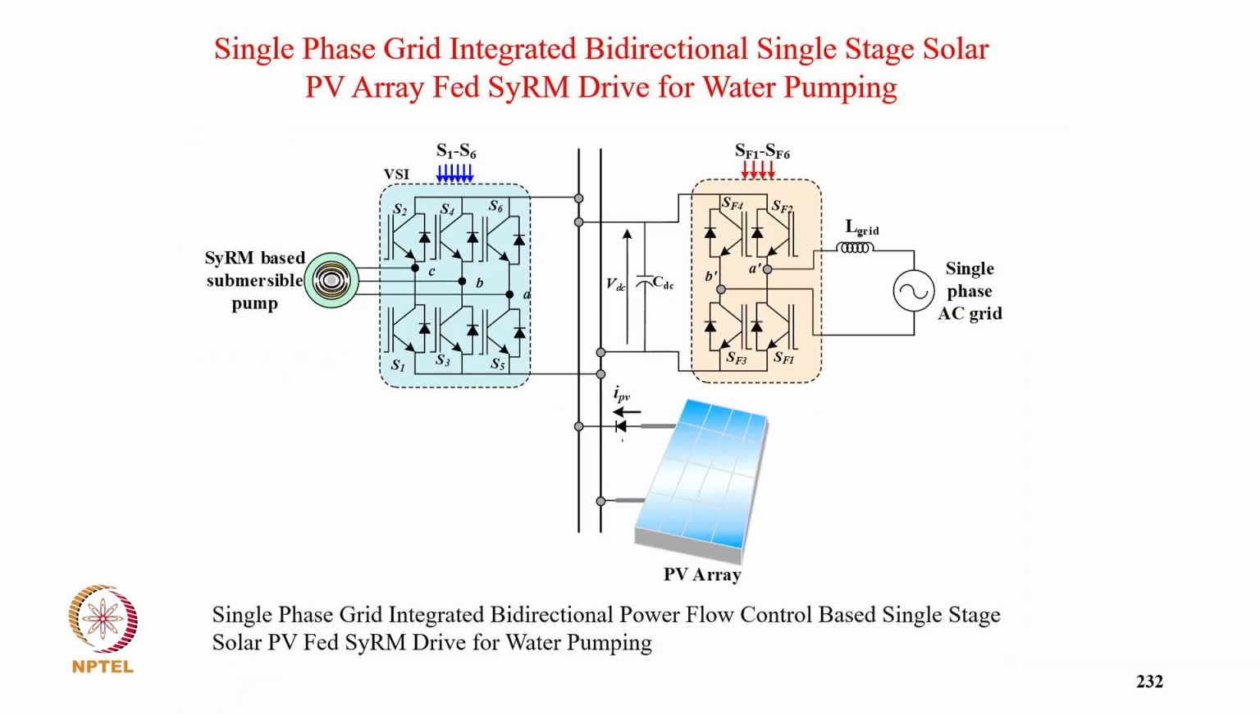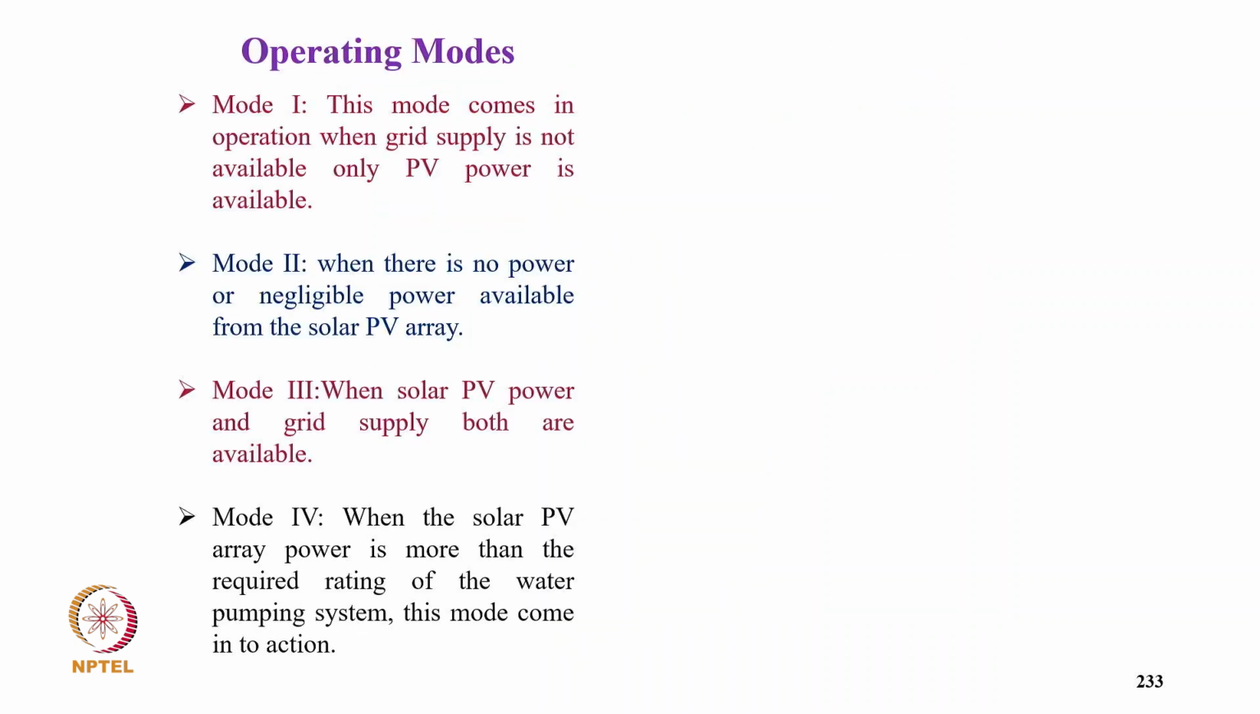Then this is another, typically single stage solar system, so the DC link voltage will be varying according to the MPPT of the solar PV array, and then a single phase VSI; all four modes will be there, of course, as required. This mode comes only when grid supply is not there and only solar is there.